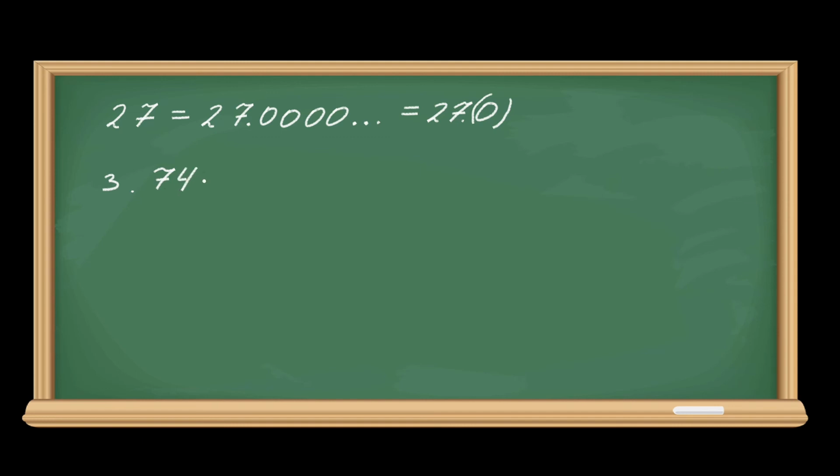If you think about it, every number can be written as a continuous decimal. For example, here we have 27, and we can write it as 27.00000 and so on. Or we can write it as 27.0 and put parentheses around the 0. Here's another example, 3.74. It can be written as 3.74000 and so on. Or we can write it as 3.740 and put the parentheses around the 0.